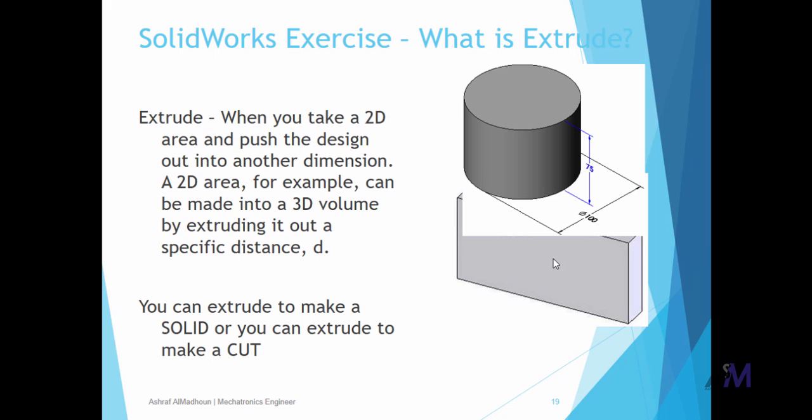So as you can see here, we have a circle which is extruded by 7.5 or 75 millimeters. You can extrude to make a solid, or you can extrude to make a cut. So you can make a solid shape like this, or you can cut it in half and make it hollow. You can extrude a rectangle and make it a wall.